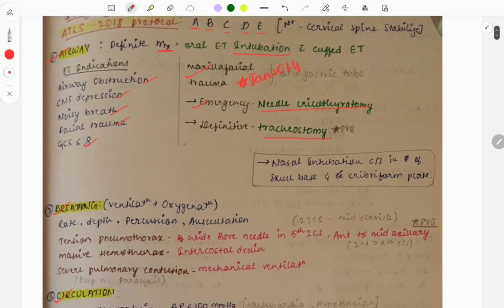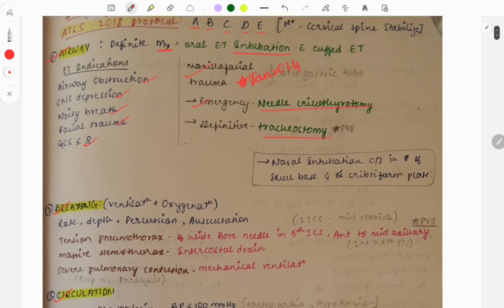Another important point which you must remember from this airway is that nasal intubation is contraindicated in case of fracture of the skull base and cribriform plate.